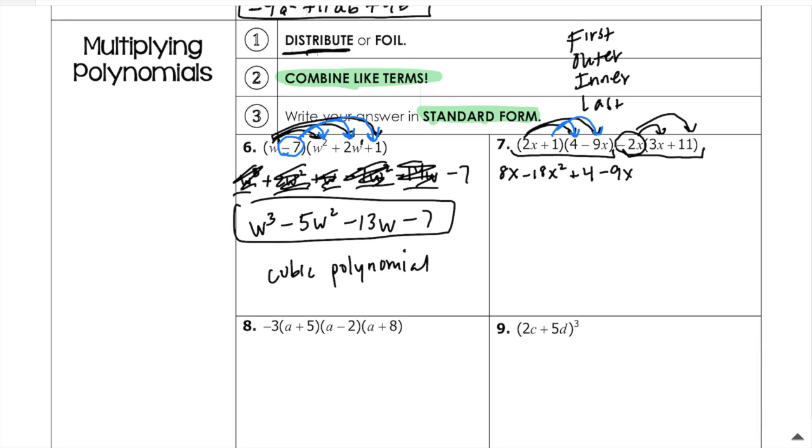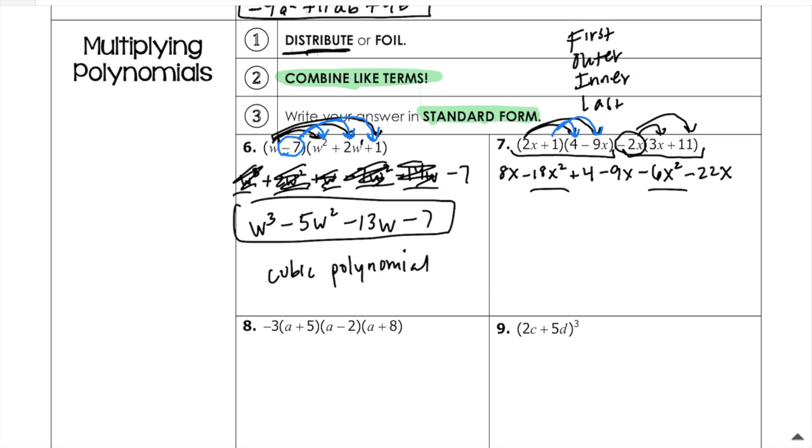So -2x times 3x, -2 times 3 is -6, and x times x is going to be x squared because we add those exponents. And -2 times 11 will give me a -22, and x is going to be tacked onto the end. So this looks pretty good. So I'm going to go ahead and combine like terms. I have 2 different squares, and that seems to be my leading degree.